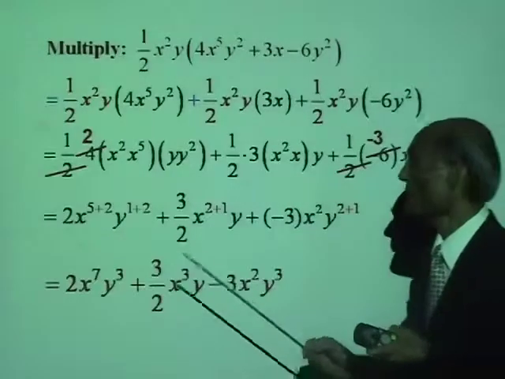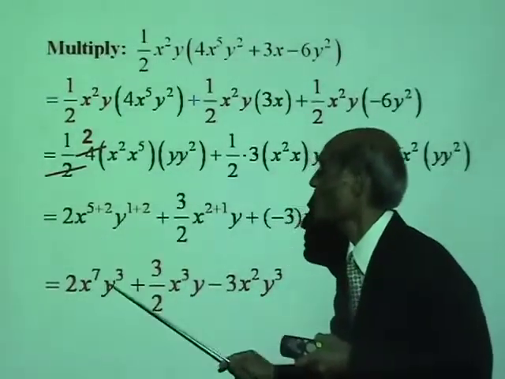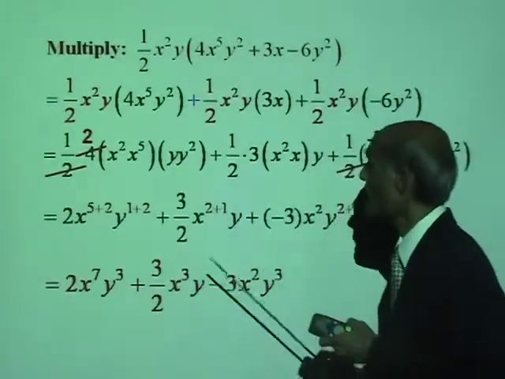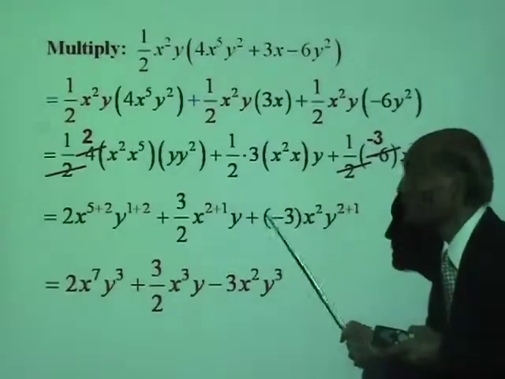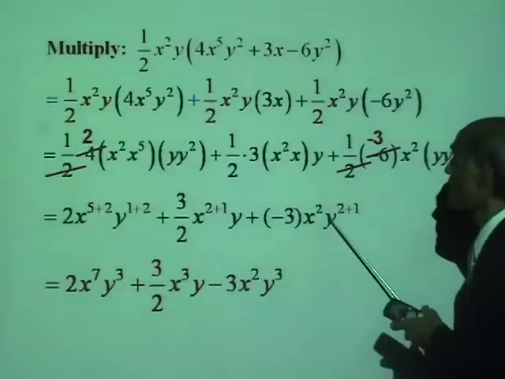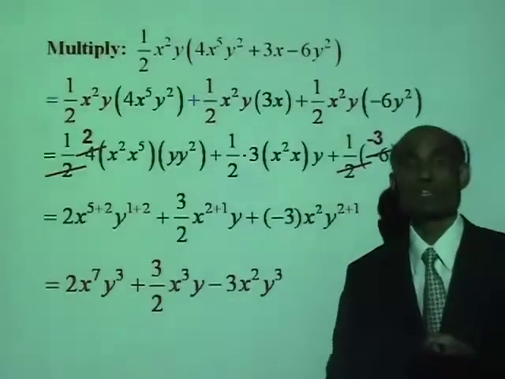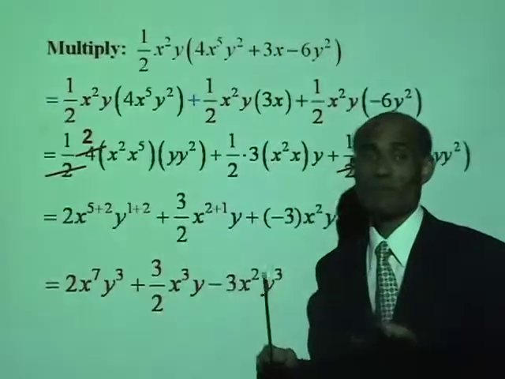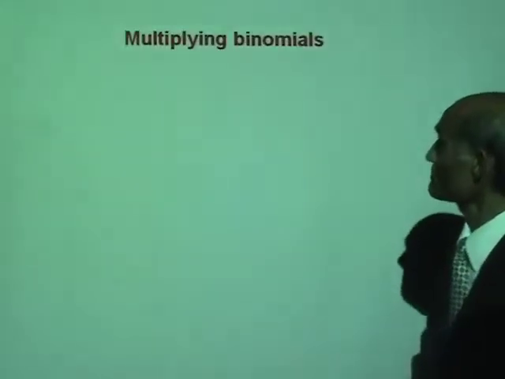Okay, now that is 2x to the power of 7 y cubed plus 3 over 2 x cubed y minus, you see, adding a negative quantity will give me a minus 3x squared y cubed is the answer. Now write these down a couple of times to learn the various steps. Okay? Alright, let's go on to another one.